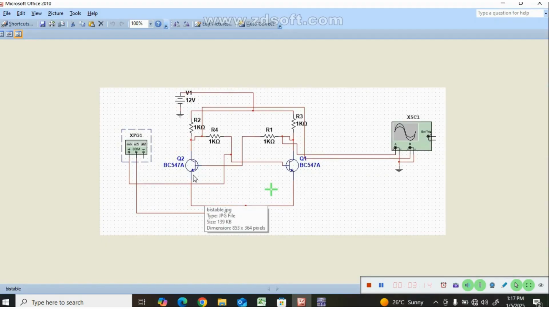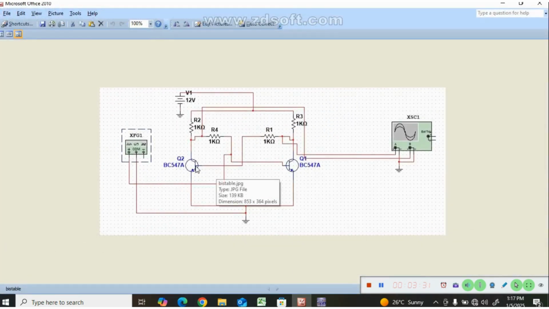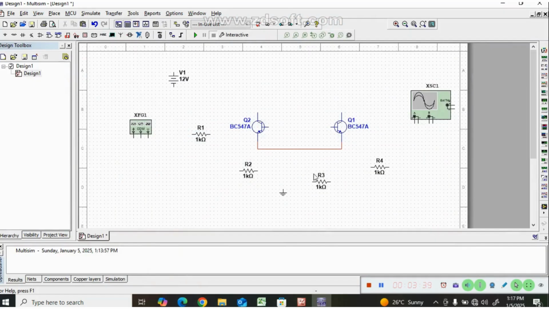Now the emitters of these two transistors are connected, and both emitter terminals are grounded. Then in the first transistor, at the collector terminal, we have a 1 kilo ohm resistor connected with respect to the first transistor.